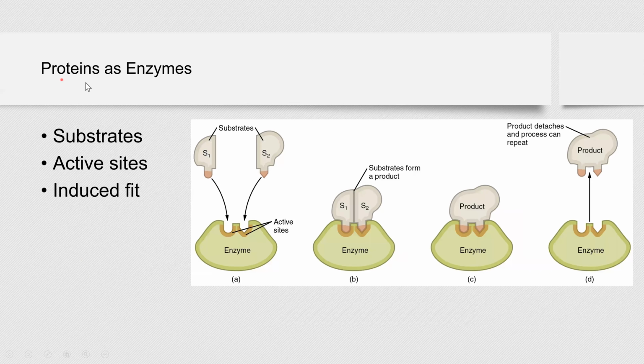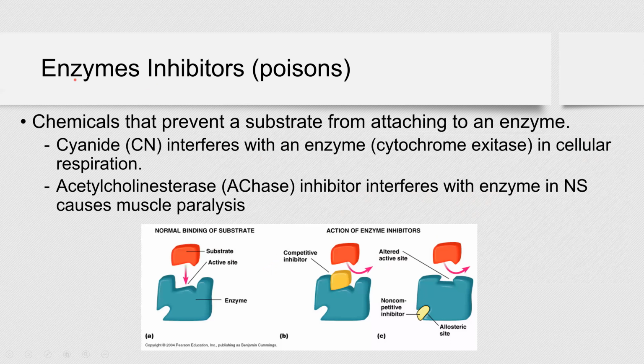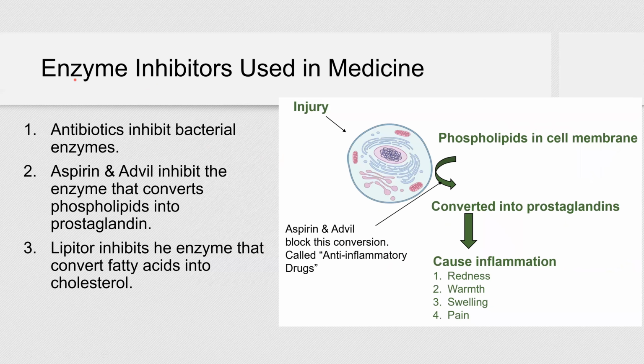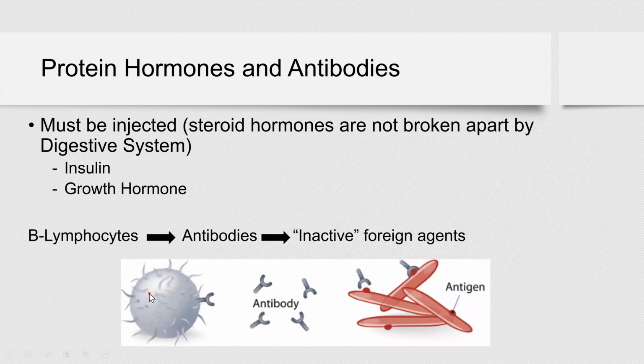So what are we talking about? We're talking about enzymes, and we mention enzymes because they are proteins. Right, and enzymes speed up chemical reactions. However, we might have chemicals that will inhibit those enzymes and that can lead to very drastic results, like the death of an organism, but it can also be used in medicine and save our lives.